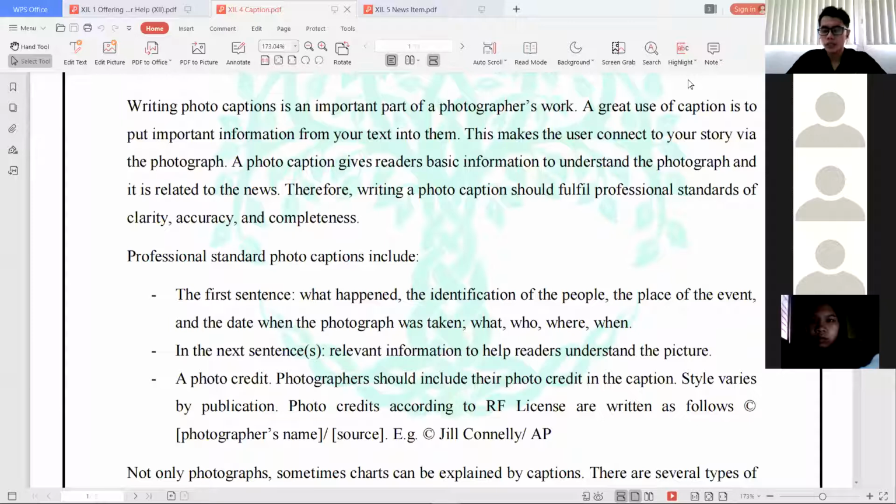So make sure that the caption is not about something that is not related. You have to write down statements, sentences, which give more information about the pictures. For example, I have this.